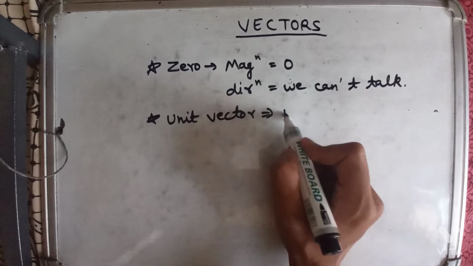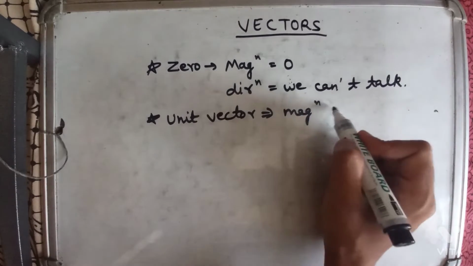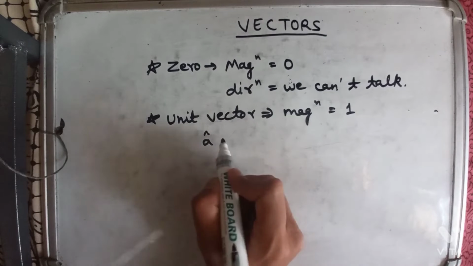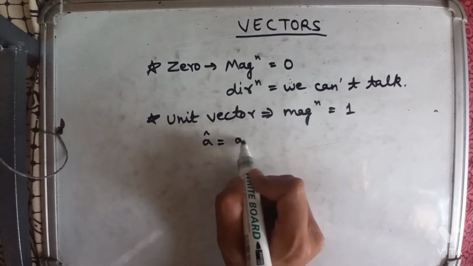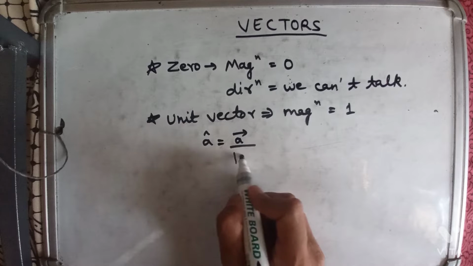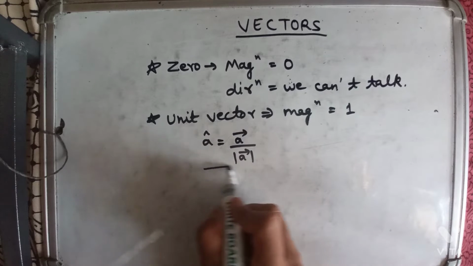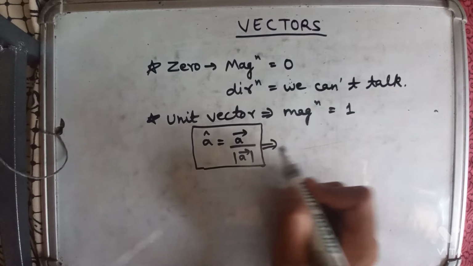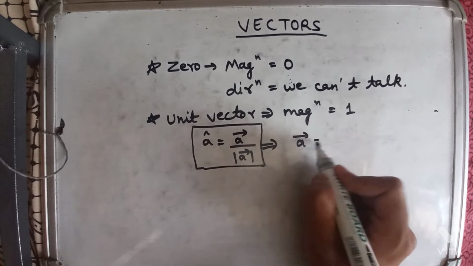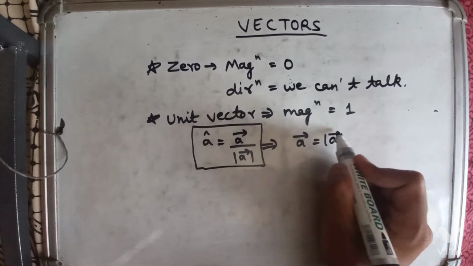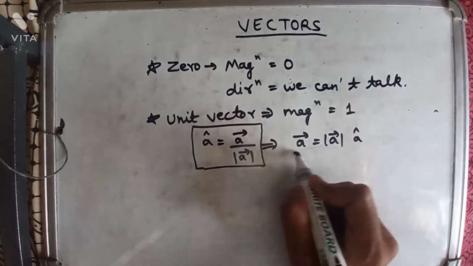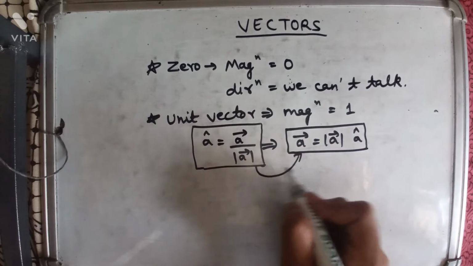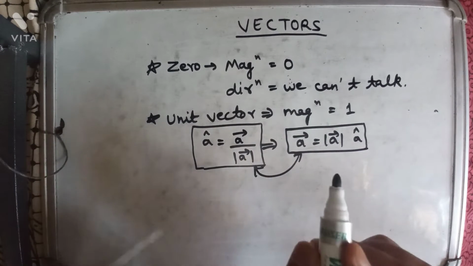A unit vector has magnitude 1, and it is represented as a cap, that is, the vector a divided by its magnitude. This is the formula for a unit vector. It can be written as the vector a is equal to the magnitude of that vector times a cap. So these two things you have to memorize. You must have been memorizing it.